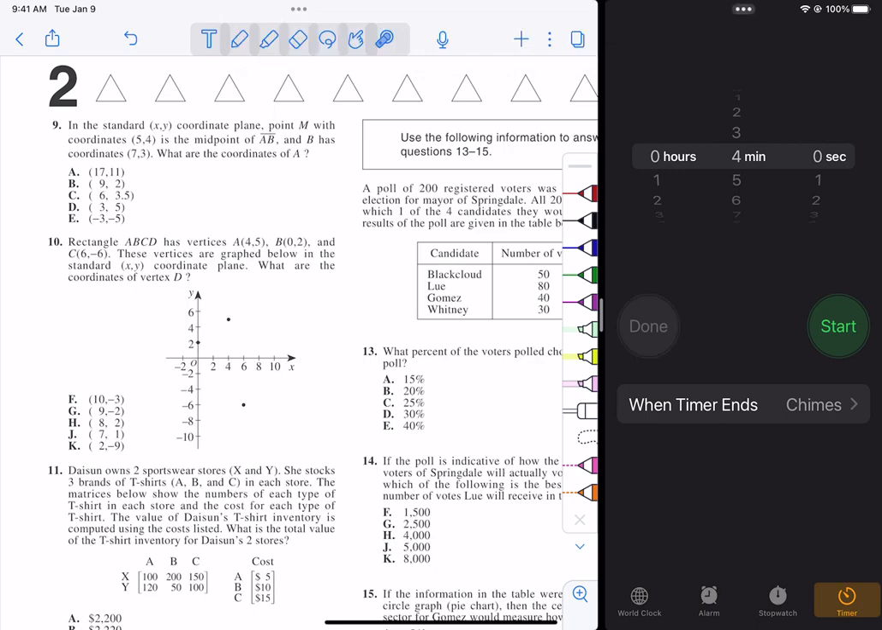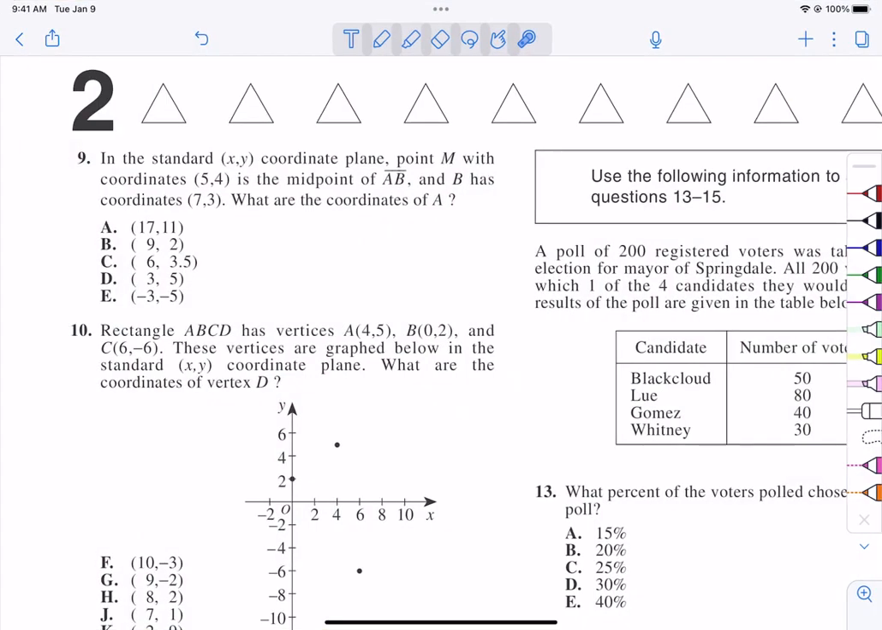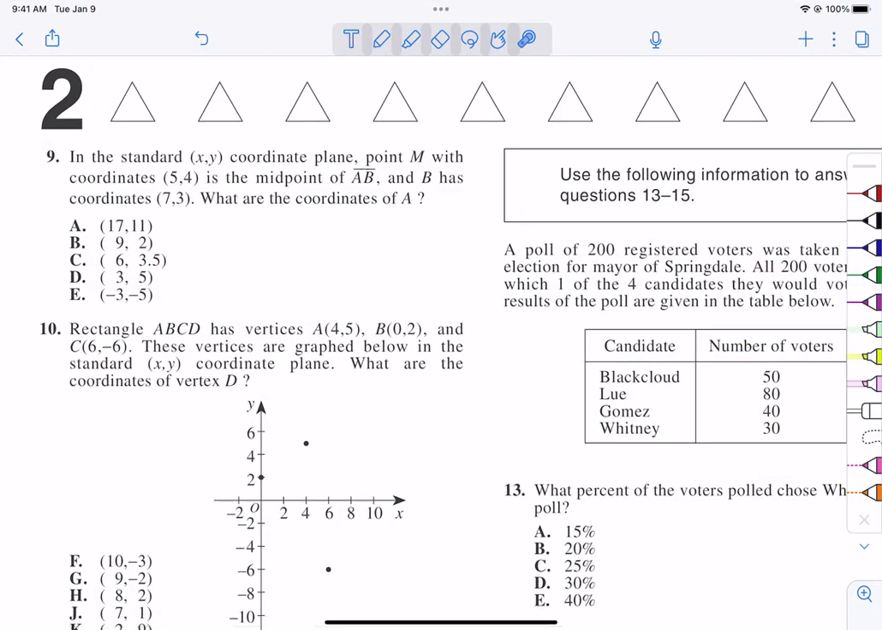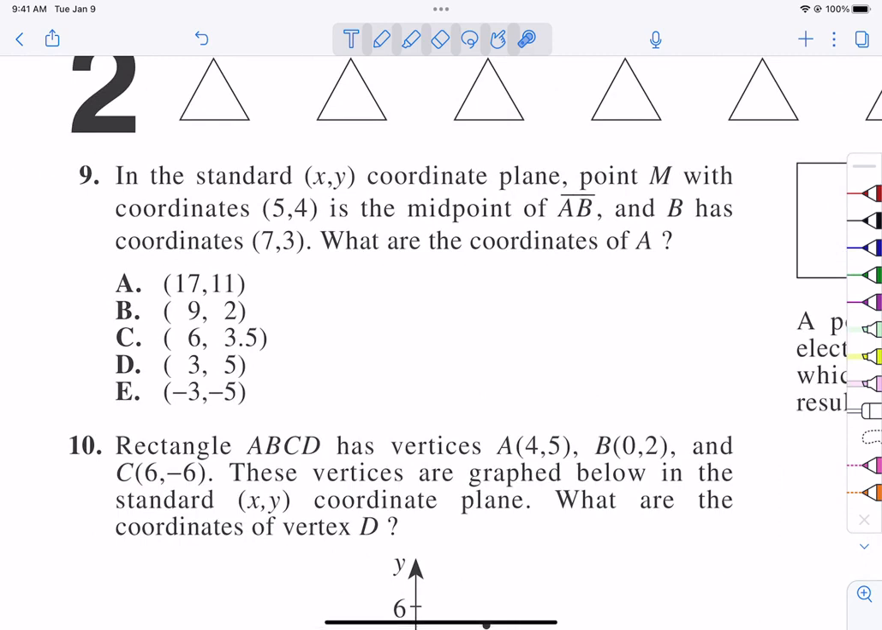And talk about numbers 9 through 12. And then we're going to talk about this little one here. And then I want to do some of the more difficult ones. Number 9. It says, in the standard coordinate plane, point M has coordinates 5, 4, and is the midpoint of A and B. B has coordinates 7, 3. What are the coordinates of A?